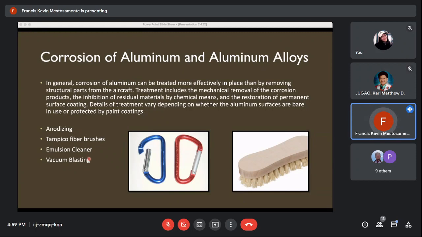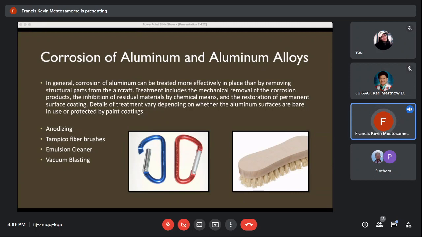Ngayon, meron na tayo ngayon vacuum blasting. So it's a combine of abrasive blasting and vacuum. So habang sinasandblast yung material, meron siyang vacuum process wherein hinihigop niya din yung sand and yung rust or corrosion na natatanggal. So malinis, wala tayong kalat with the vacuum blasting.